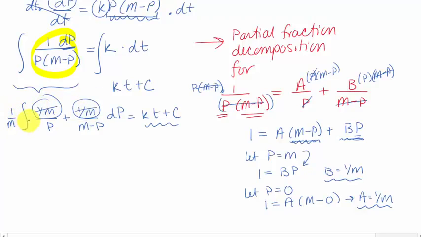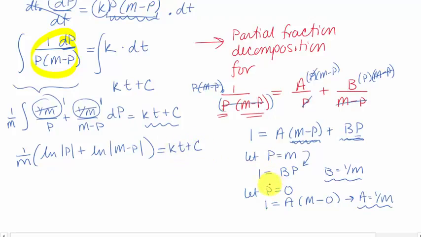So we're going to have a 1 over m here, and those numerators are now going to turn into 1s. When I take the antiderivative, I'm going to have this factor out in front. I'm going to get the natural log of the absolute value of p plus the natural log of the absolute value of m minus p, and that's going to be my right hand side. I don't need to add a c because I already have the plus c on the other side. So this is what we've got so far.